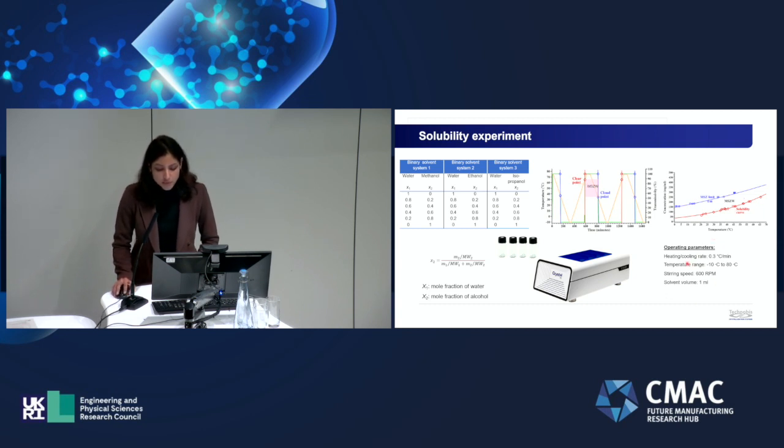And these are the various operating parameters used: heating and cooling rate of 0.3 degrees Celsius per minute, temperature range between -10 degrees Celsius to 80 degrees Celsius, depending upon the boiling point and freezing point of the solvent, then stirring speed of 600 RPM, and the solvent volume of 1 ml for each binary solvent system.